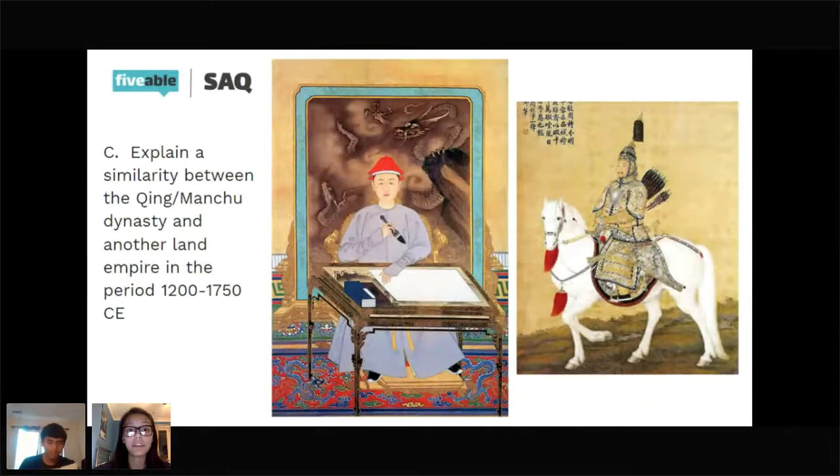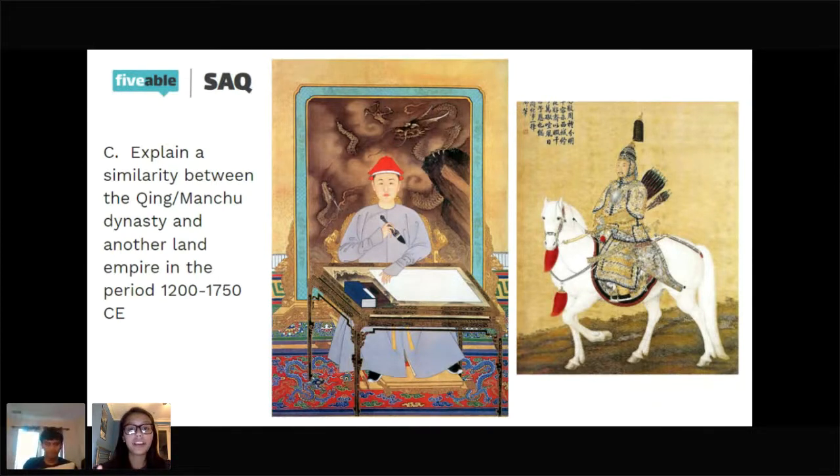And if you want to do another empire, maybe the Ottoman Empire, when we saw the Mosque of Suleiman II. The Mosque of Suleiman II was also to show how strong the empire was, how amazing it was, so that they could show this to people who were coming into the empire. And this is also shown to show how strong Emperor Kangxi is.